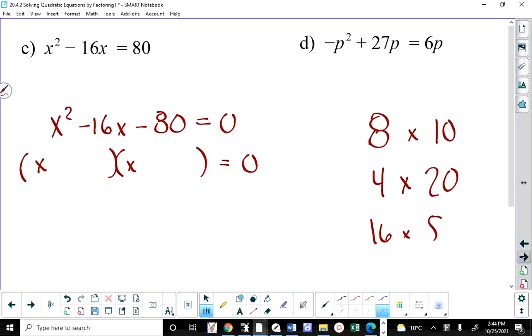And I think in that little process I've found all of the factors. And I noticed that the 4 and the 20 differ by 16. So 4 times negative 20 would give me the negative 80, and 4 plus negative 20 would give me the negative 16.